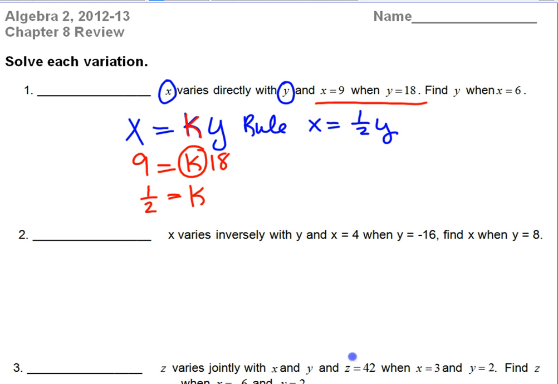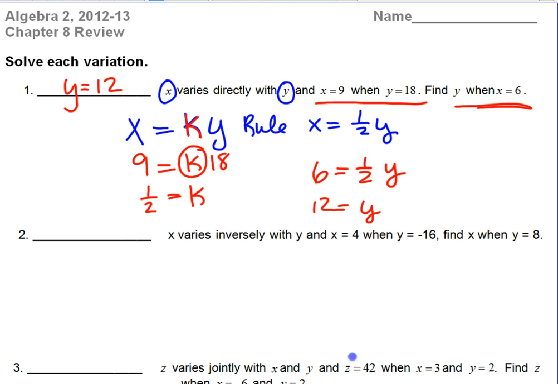Then, to show that you've got this, they'll say, now apply your rule. Come up with the rule and apply it. It says when x equals 6, find y. So if x is 6, 1/2 of what equals 6? The answer is 1/2 of 12. So my answer here is that y would equal 12.